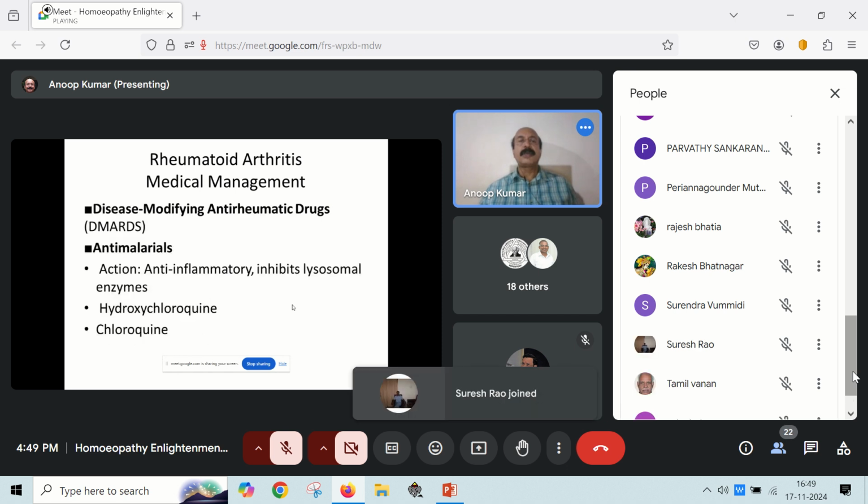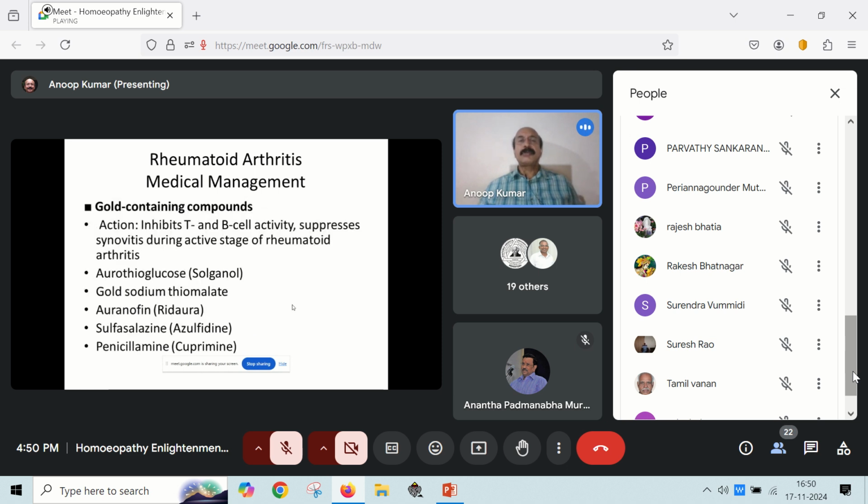Now if we go to our medicines soon, the medical management is disease modifying antirheumatic drugs. Anti-malarial drugs will be useful, and their action is anti-inflammatory, inhibiting lysosomal enzymes. Hydroxychloroquine is also an anti-malarial drug, and chloroquine. So all these are anti-inflammatory, and they inhibit lysosomal activity. Lysosome is the destructive organelle in the cell. Every cell has lysosomes, and when they start breaking down, the cell gets destroyed. So anti-inflammatory drugs will prevent the lysosomal activity, and inflammation will be brought down.